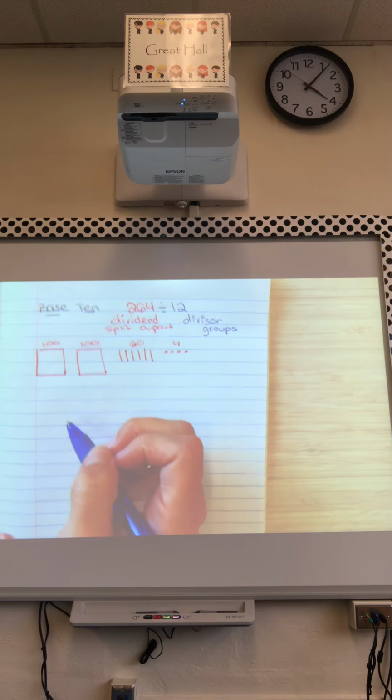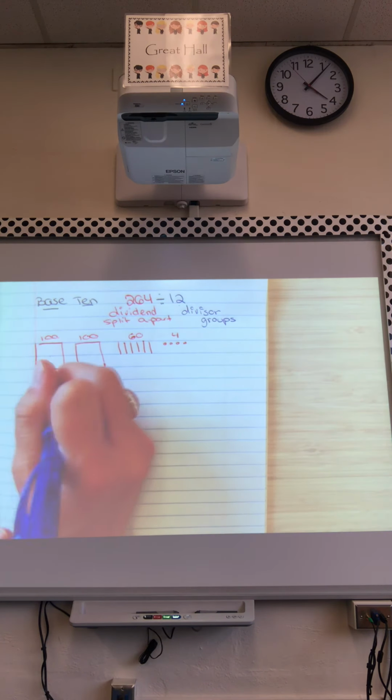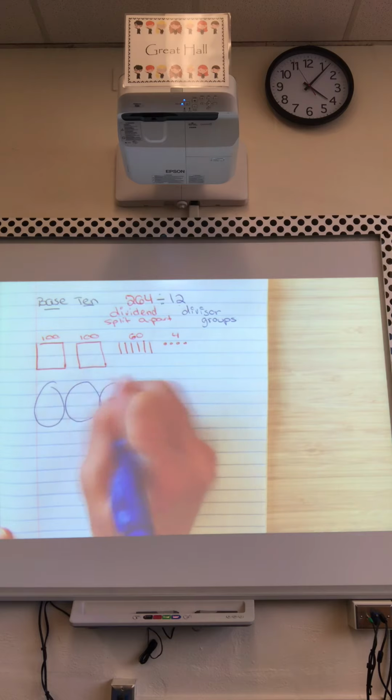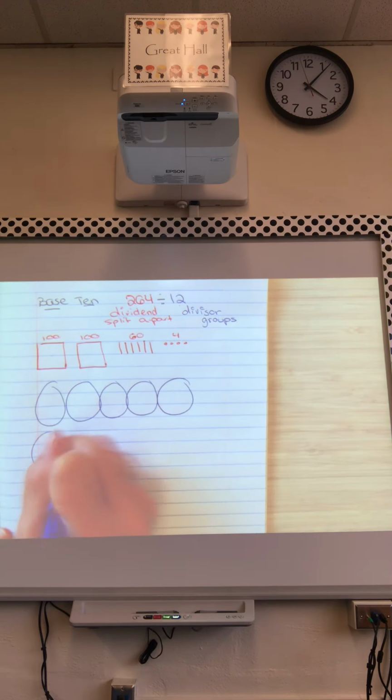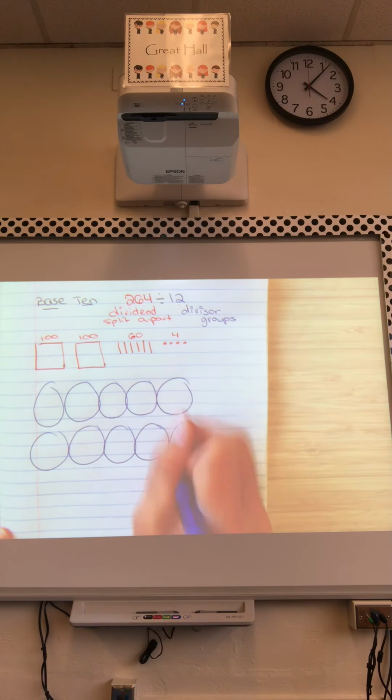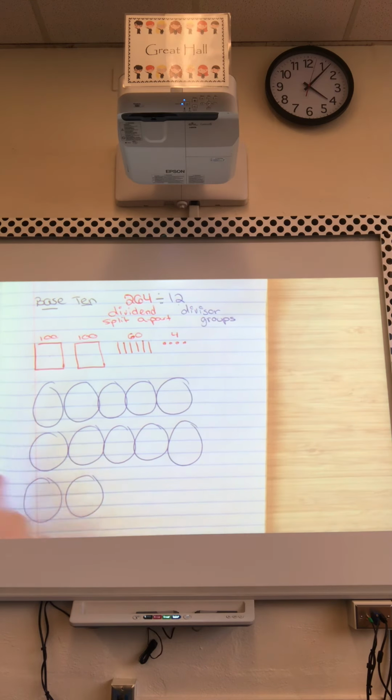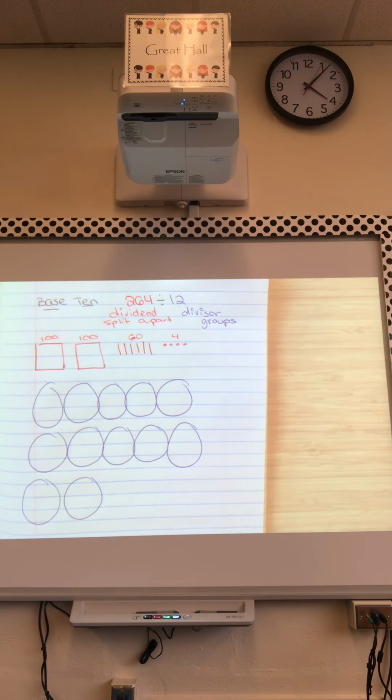So all I'm going to do is draw out 12 circles. 1, 2, 3, 4, 5, 6, 7, 8, 9, 10, 11, 12. Try to do everything in sets of 5, that way I can do quick counting if I need to look back. So first thing I'm going to do is start by eliminating my place values.